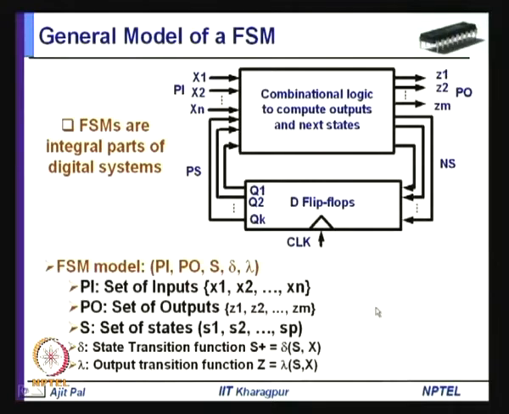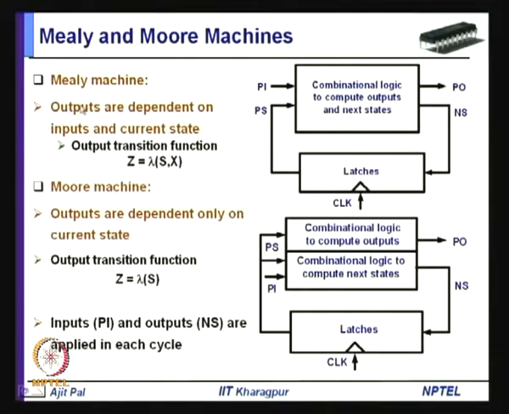So, we have also mentioned two different types of machine. One is known as Mealy machine, where the output transition is dependent both on the present state as well as the present input, PI as well as PS. On the other hand, in Moore machines the output transition function is dependent only on the present state, not on the inputs. So, as it is shown here, this combinational logic to compute the output is dependent on the present state. On the other hand, next state is dependent of course on the primary input as well as present state.